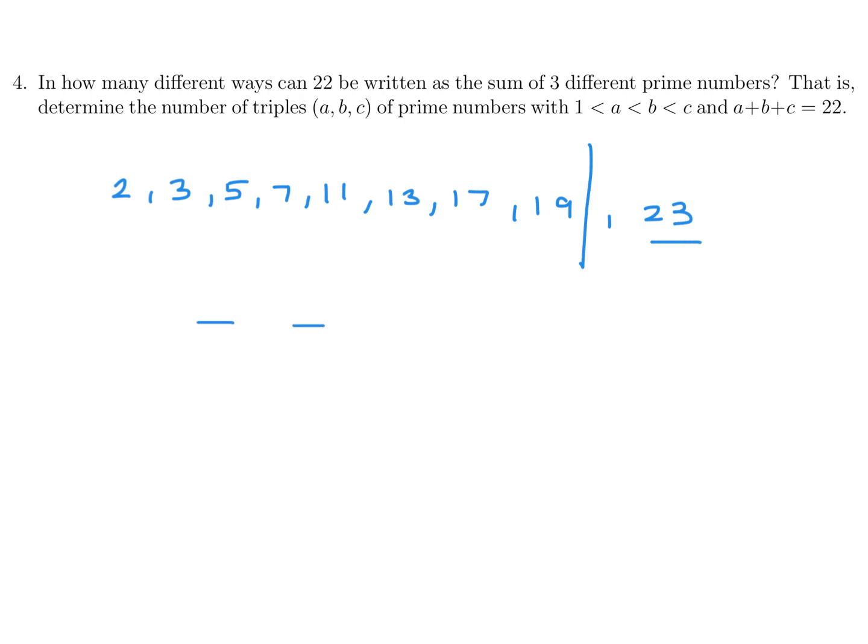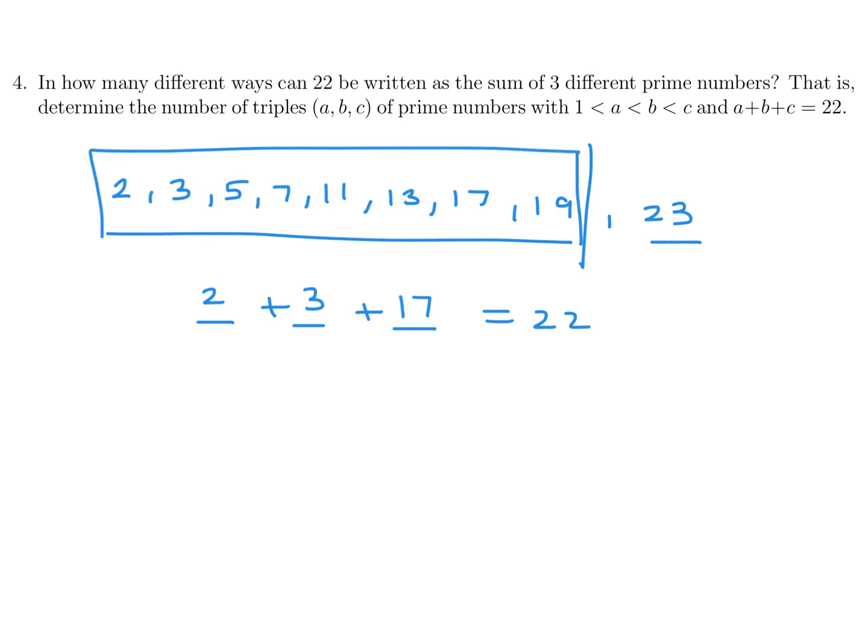Okay, so we got to choose 3 of these, and the sum has to be 22. Okay, let's see how many ways we can do this. If I choose 19, then the remaining numbers have to add up to 3, and there's no way of doing that. So I guess I'll choose 17. The remaining numbers would have to add up to 5, and I can do that with a 2 and a 3 from this list. Let's see if there's any other way.